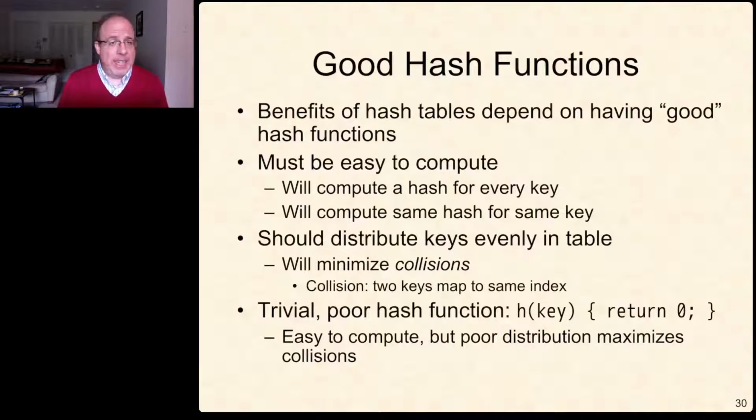It must be complete. So if you have a key, you've got to have a hash value for it. You can't have keys for which you can't compute hash functions. So for example, if you're ever dividing by the key, well, the key can't ever be 0, that's not a good hash function.